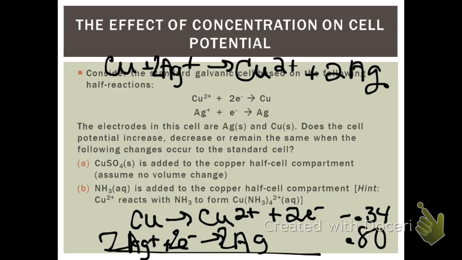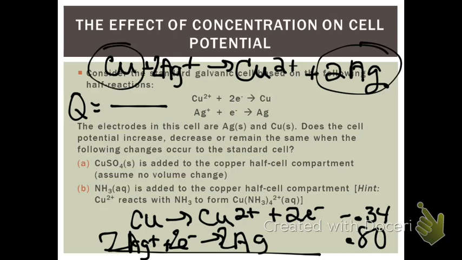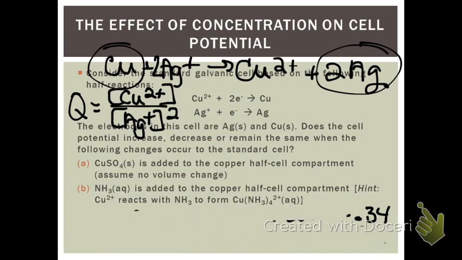So what's going to happen? First, if I was to write a Q in this reaction, I have two solids. This is a solid, this is a solid. So those being ignored, the copper 2+ would go on the top, and the Ag+ would go on the bottom, squared, because of the coefficient. So now that I have that, let's figure out what's going to happen.